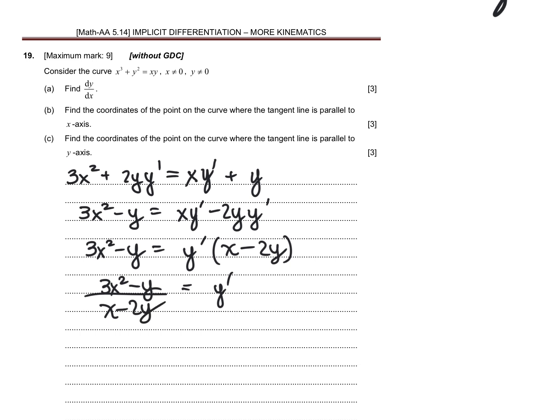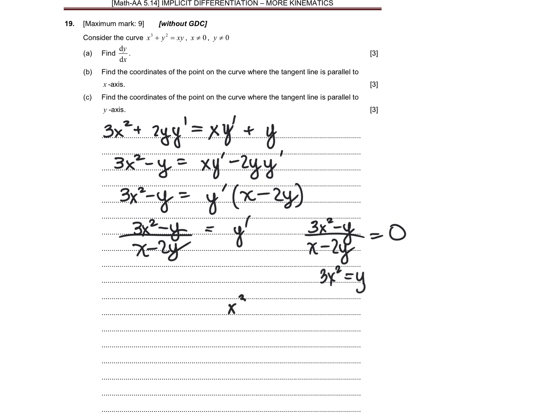Find the coordinates of the point on the curve where the tangent line is parallel to the x-axis. So x-axis means the gradient is 0. So we will set our derivative function equal to 0. Cross multiply by the denominator. So we've got 3x squared equals y. So then, because we need the coordinates of the point on the curve, we can substitute this back into our curve.